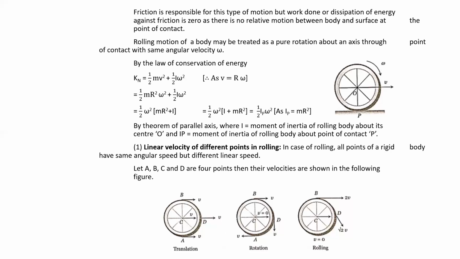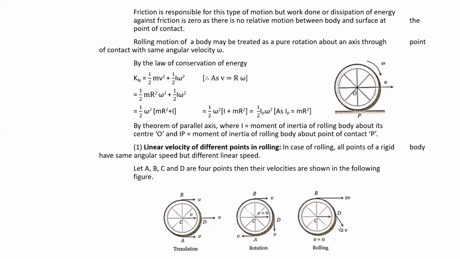Then next we have the linear velocity of different points in rolling. When the object is rolling, the velocity at different points will be varying or it will be the same. Let us see that. In case of rolling, all the points of a rigid body have the same angular speed but different linear speed. The angular speed will be the same here, but the linear speed will be different.